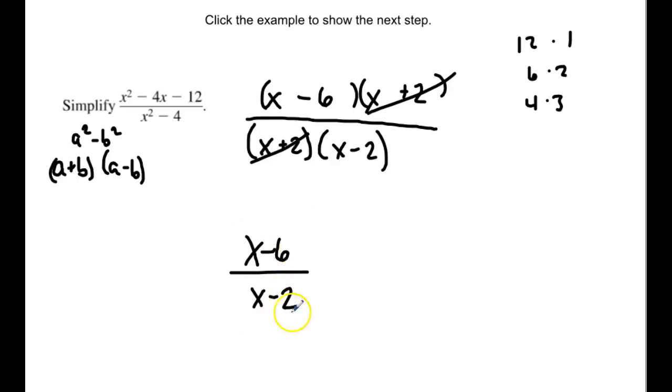But I know that since I'm dealing with a rational expression, I have some values that are excluded. So I know here that x cannot equal 2, because if x was 2, then this would end up being a 0 in the denominator, and we can't have that. So I know that I have to include this piece, or it doesn't actually work. So that's the first example.